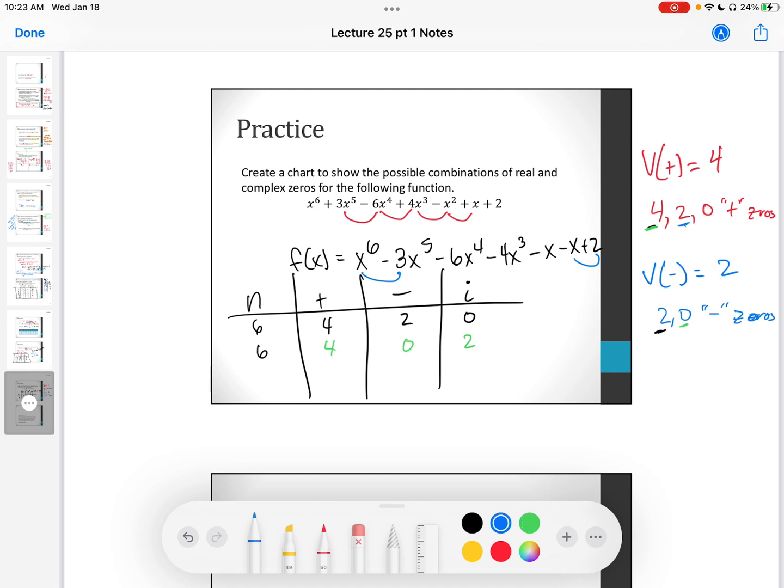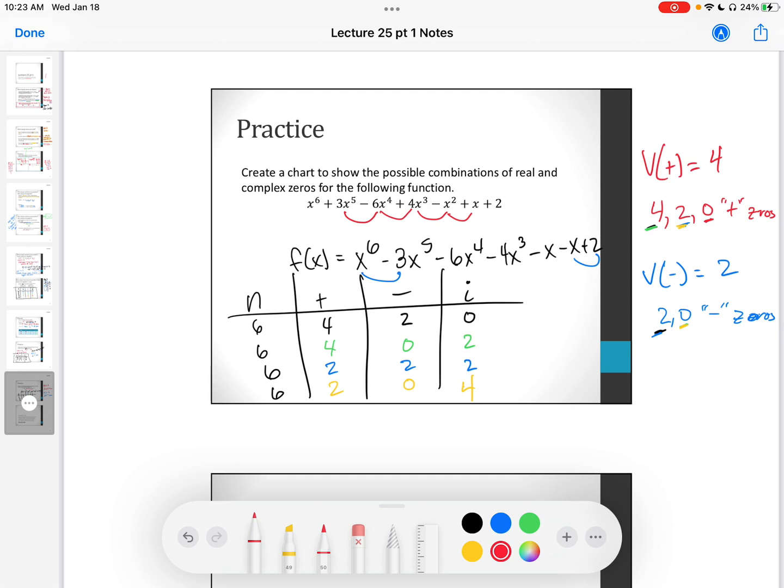I could have 2 and 2. 2 and 2, which would leave me with another 2 for my imaginary. 2 plus 2 plus 2 gives me 6. Okay, next one, I could still have 2, but I could have 0 negatives. So 2 and 0, which now would mean I would need to have 4 imaginaries to get that out of that. Okay, so now I've exhausted all of my options for 2.